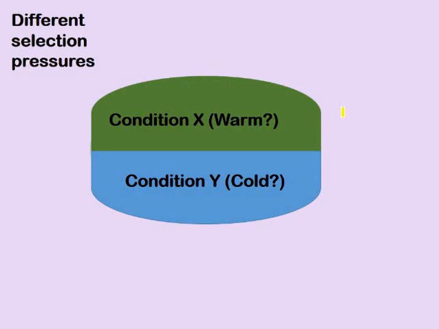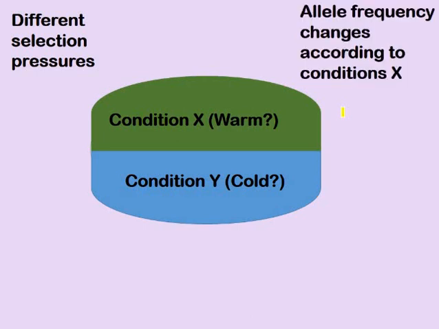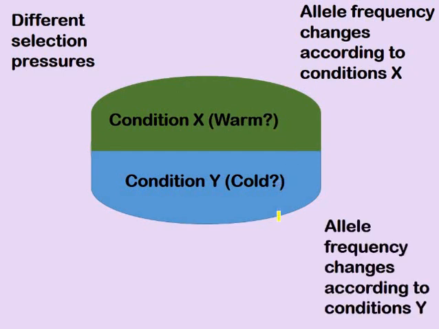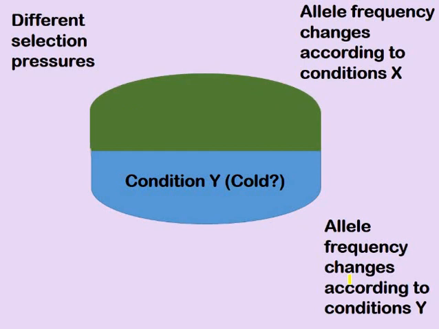Because those are different selection pressures, allele frequencies will change according to the conditions in this particular population. Okay, so the random mutations are always happening, but it just so happens that to survive on this side, it makes sense to have alleles that help you survive the warmer temperatures. On this side, it makes sense to have alleles that help you survive colder temperatures, and so the allele frequency changes according to those conditions.